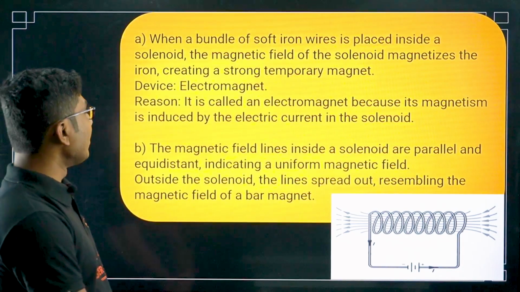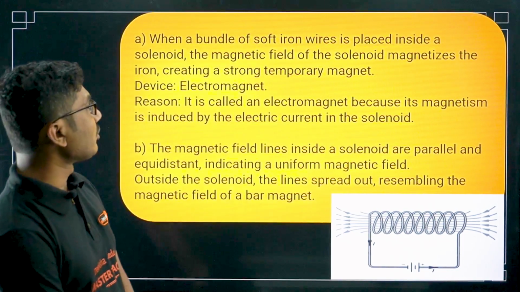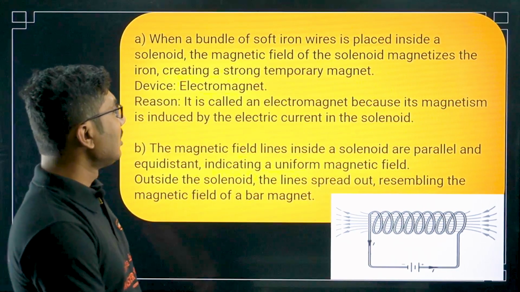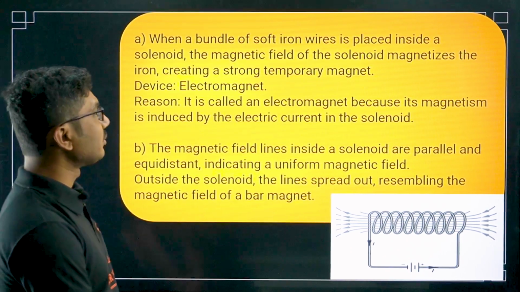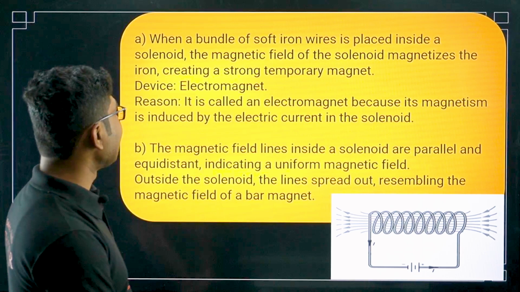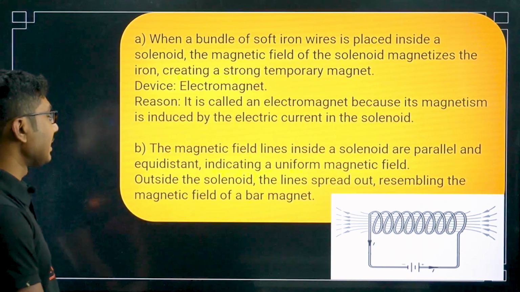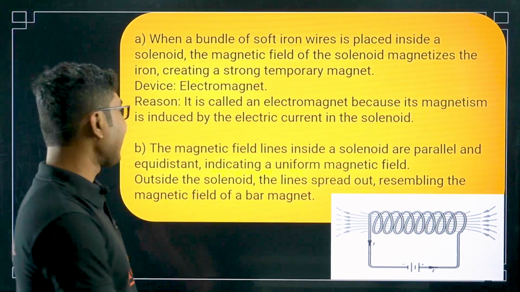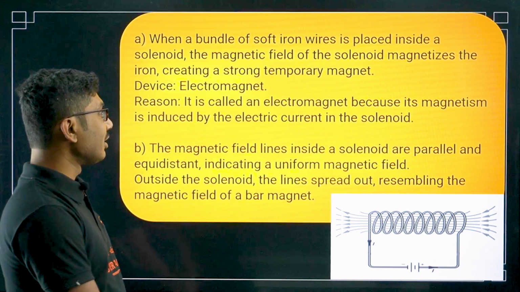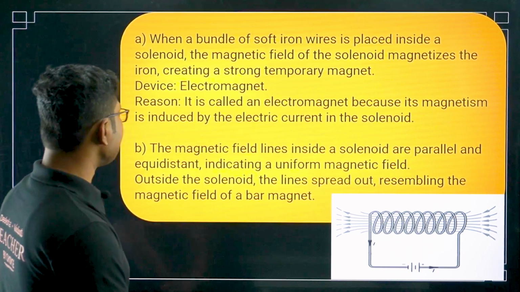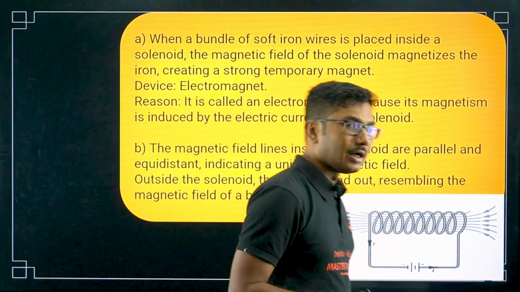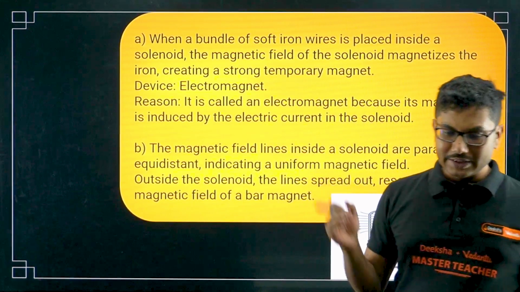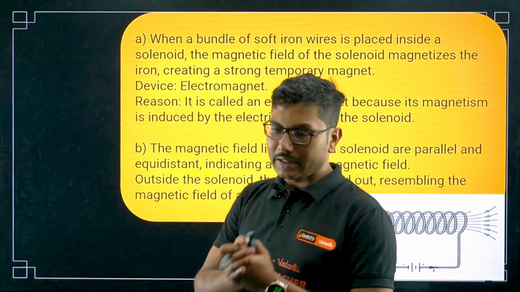Let's see. When a bundle of soft iron wires is placed inside a solenoid, the magnetic field of the solenoid magnetizes the iron, creating a strong temporary magnet. The device is called an electromagnet. The reason it is called an electromagnet is that its magnetism is induced by the electric current in the solenoid. So if you put a soft iron core inside the solenoid, it behaves like a temporary magnet.